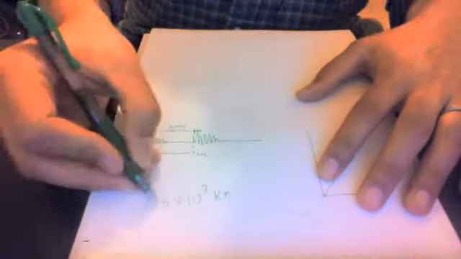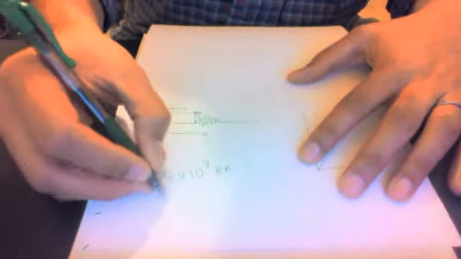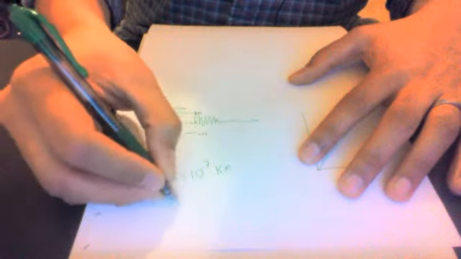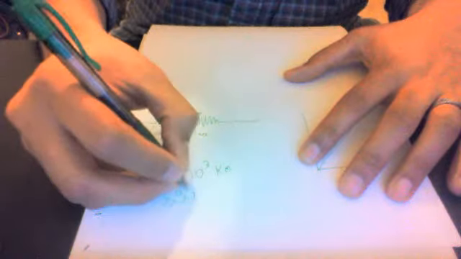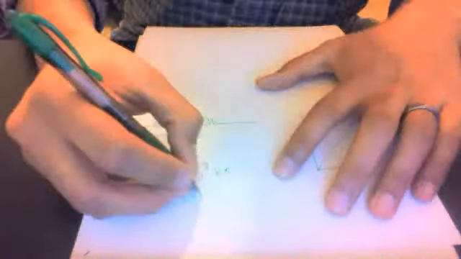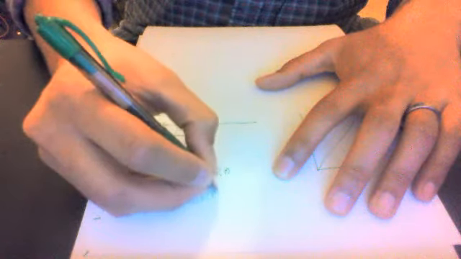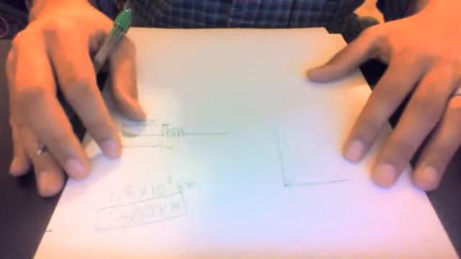Now, in order to get 1.8 times 10 to the third kilometers into a real number, what I've got to do is move this decimal place to the right 3 spots. So here's what it would look like. It would be 1.8, 1, 2, 3. So I'm going to add zeros here, and then because I moved 3 spots, I move my decimal back there. And because I'm still using the same unit of measurement, I'm going to stick with kilometers. So my final answer in this example is going to be 1,800 kilometers.